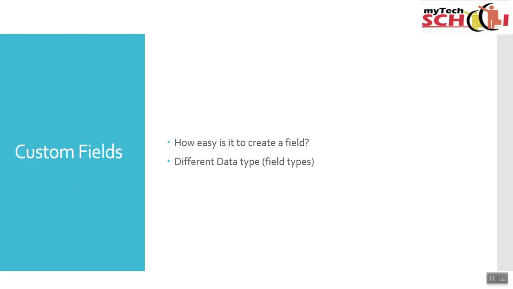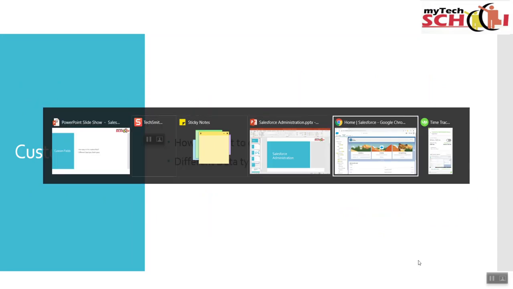And then custom fields. Within a custom app, we'll have what we call custom fields. We'll take a look right now, actually, in a sandbox, at how easy it is for us to create a field. And we'll take a look at the different types of fields that are available to us that we can create. So let's jump into a Salesforce sandbox.